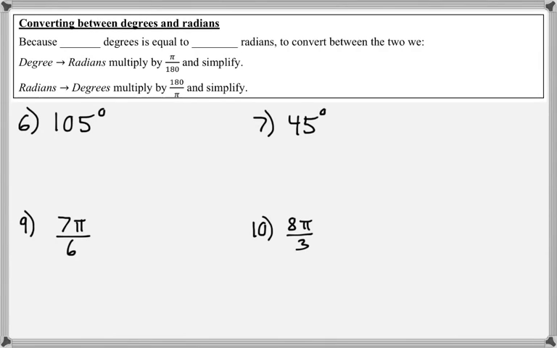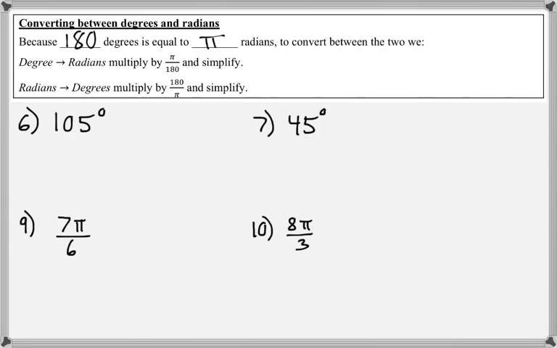So we can measure angles in degrees, and we can measure angles in radians, and we can also convert between the two. Because 180 degrees is equal to pi radians, to get from degrees to radians, we multiply by pi over 180 and simplify. To get from radians to degrees, we multiply by 180 over pi and simplify.